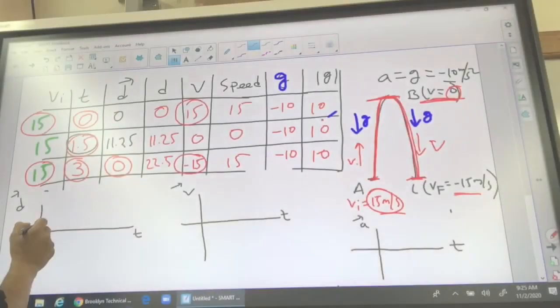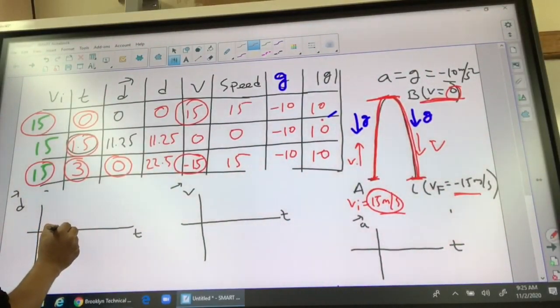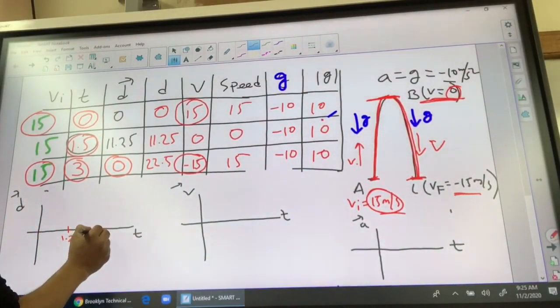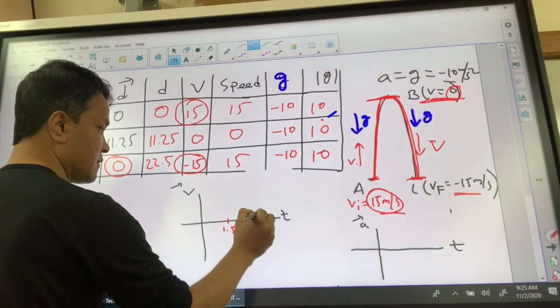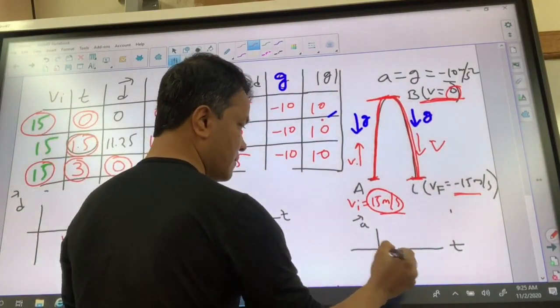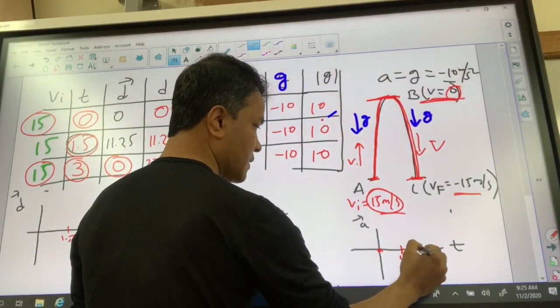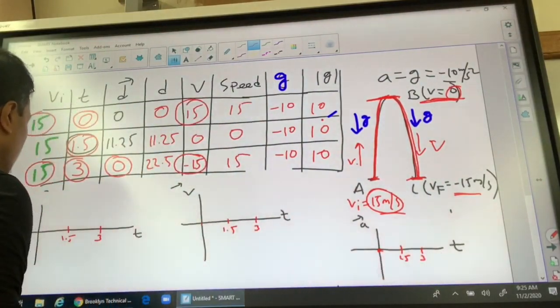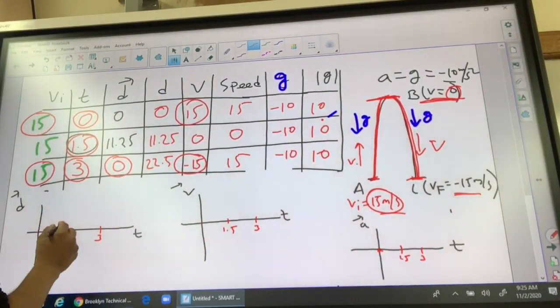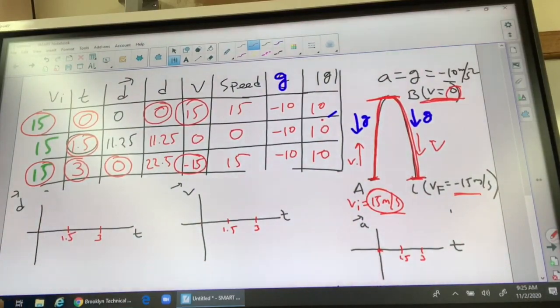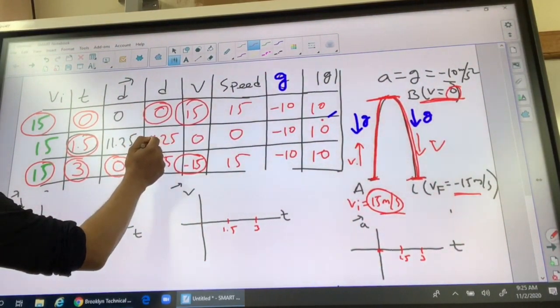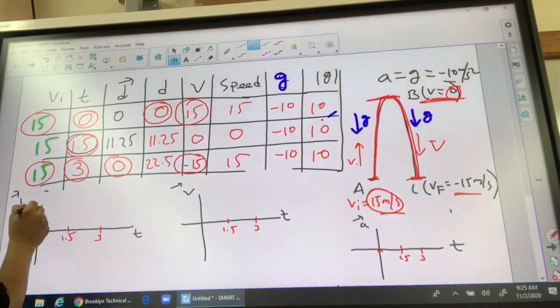Okay, good. So this is 0 seconds, this is 1.5, and this is 3 seconds. Now 1.5, I think I can write a little better. Okay, good. So at 0 seconds, displacement is 0. At 1.5 seconds, displacement is 11.25. So let's say this is 11.25.